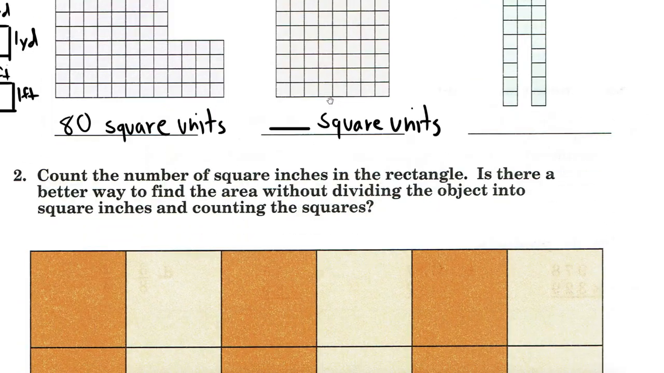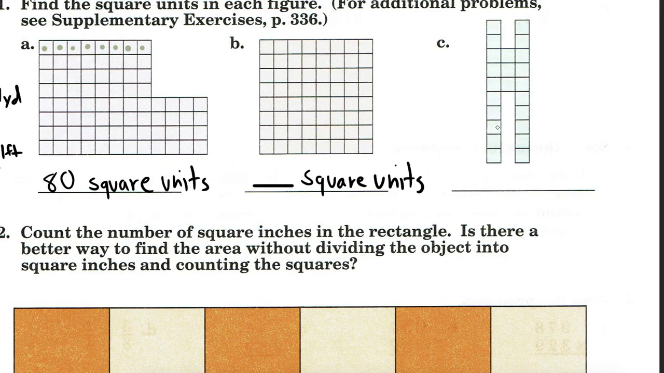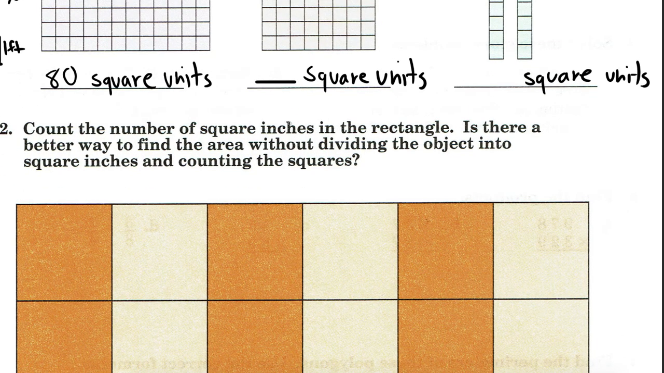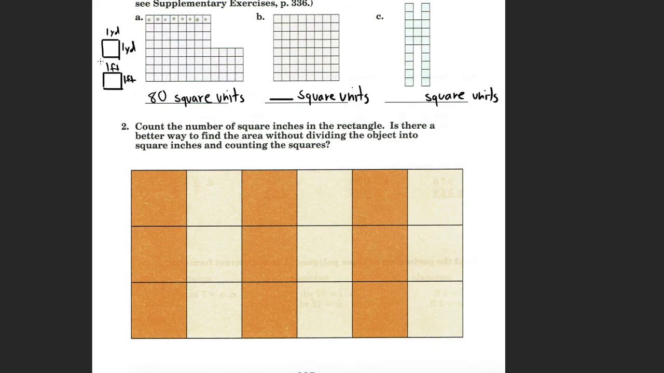Okay, so same thing with this C here. Count up all the squares and just write how many square units, how many squares can fit into the shape. All right, number 2, count the number of square inches in the rectangle.